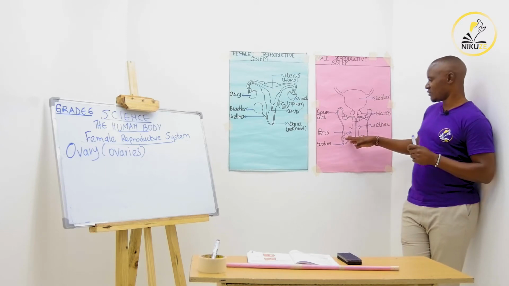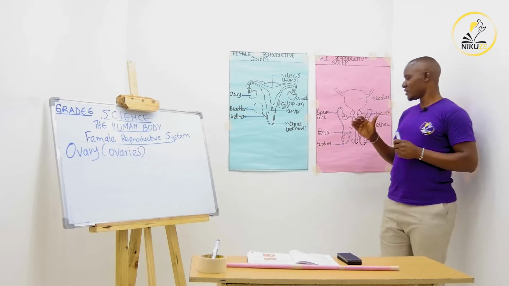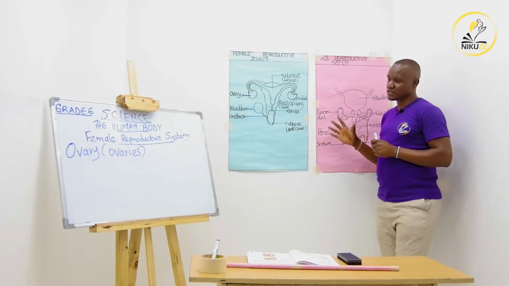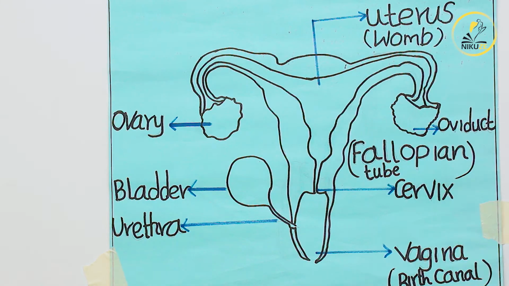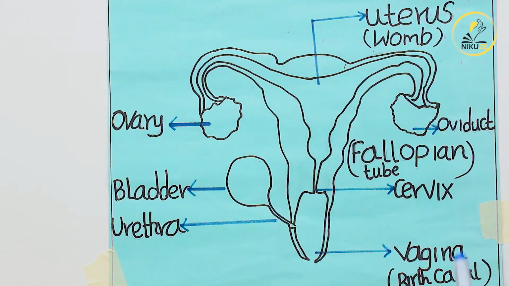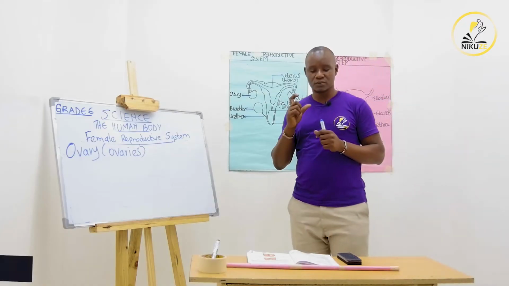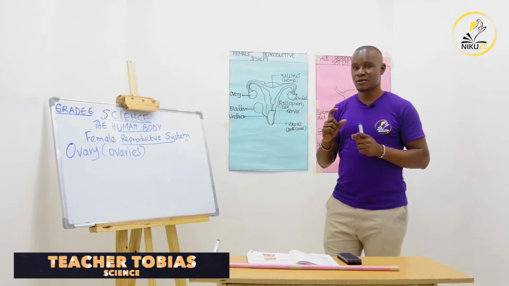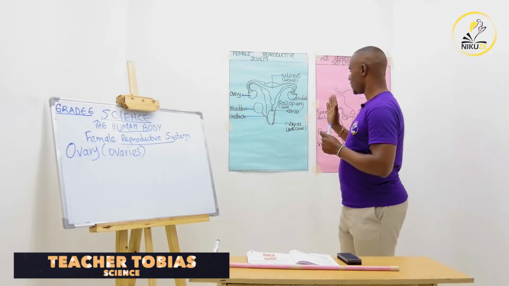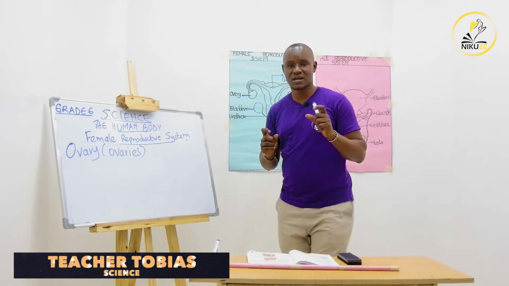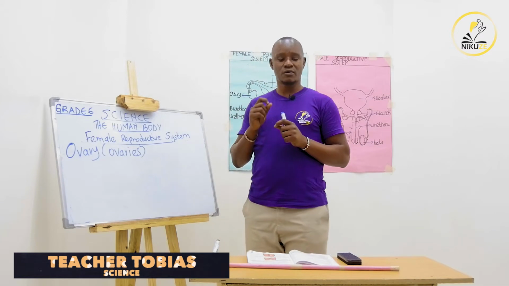We say that the scrotum produces the male sex cells, which are known as the sperms. The same applies to the female reproductive system. In the female reproductive system we have the ovary, in singular. In plural we talk of the ovaries. They produce what is known as the ova, which are the female sex cells. Remember, the male sex cells are known as the sperms, and the female sex cells are known as the ova.